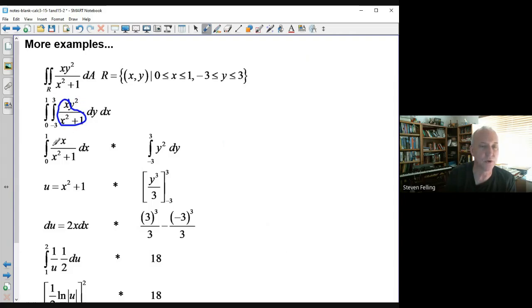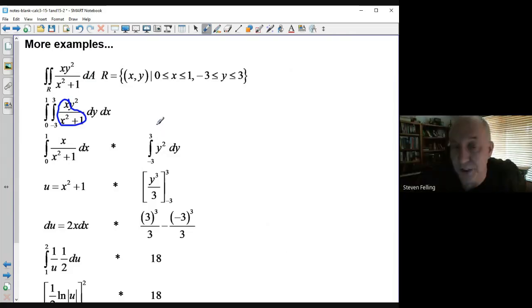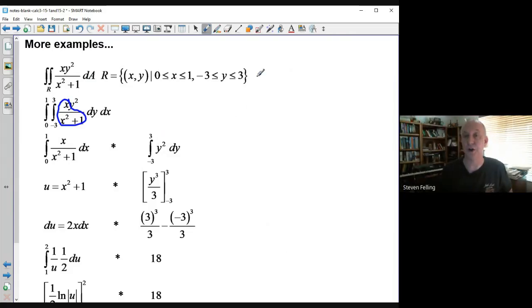So I can do one integral for the x part and another integral for the y part. The x part is just going to be from 0 to 1. The y part is going to be from -3 to 3. On Thursday, when we move on to 15.3, we're going to talk about regions that are not rectangles in the domain. In that case, the inner integral will involve functions instead of constants. But for now, we're going to keep things simple and deal with constants.